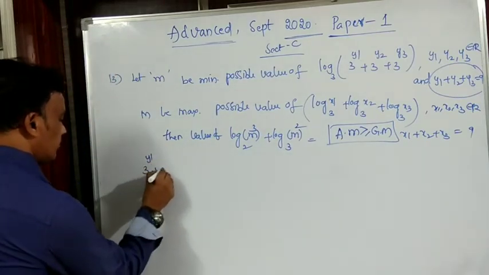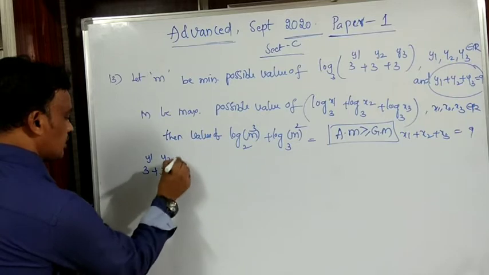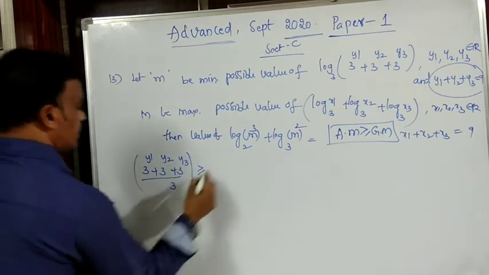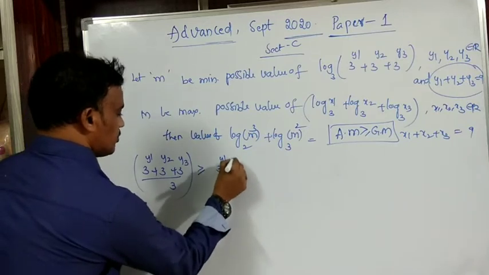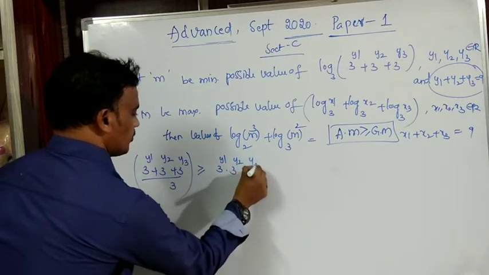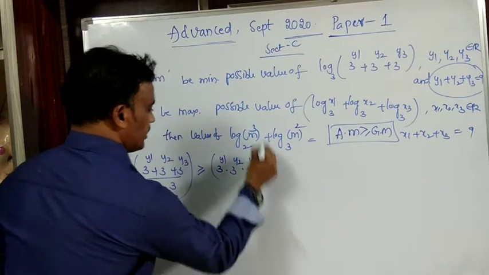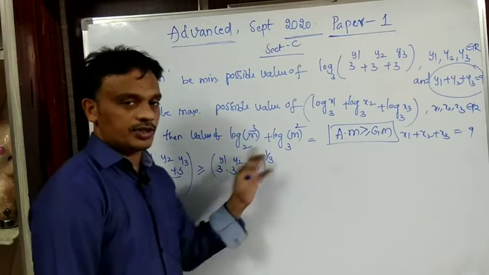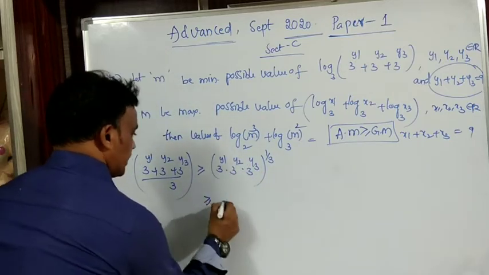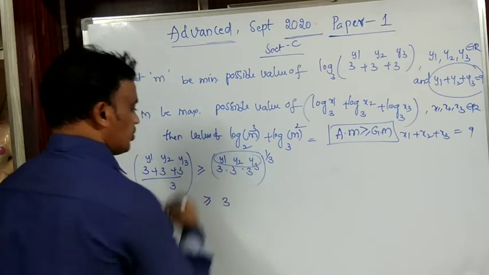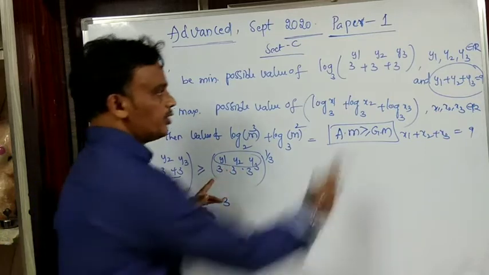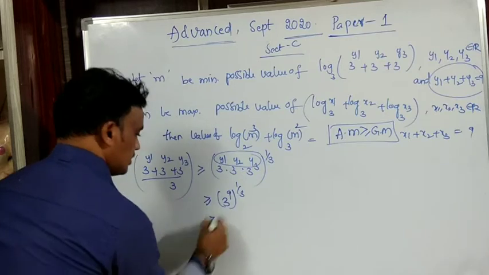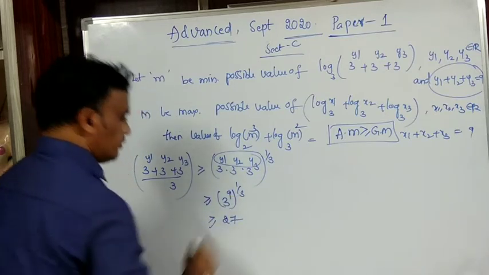Here I am going to use the inequality: arithmetic mean is greater than or equal to the geometric mean of the given three numbers. So 3 power y1 plus 3 power y2 plus 3 power y3 by 3 is greater than or equal to 3 power y1 into 3 power y2 into 3 power y3, whole power 1 by 3. Right? The arithmetic mean, sum of values by 3, is greater than or equal to the geometric mean. So I can write this as 3 power y1 plus y2 plus y3, and y1 plus y2 plus y3 is 9. So 3 power 9 whole power 1 by 3, which is 3 cube, 27.